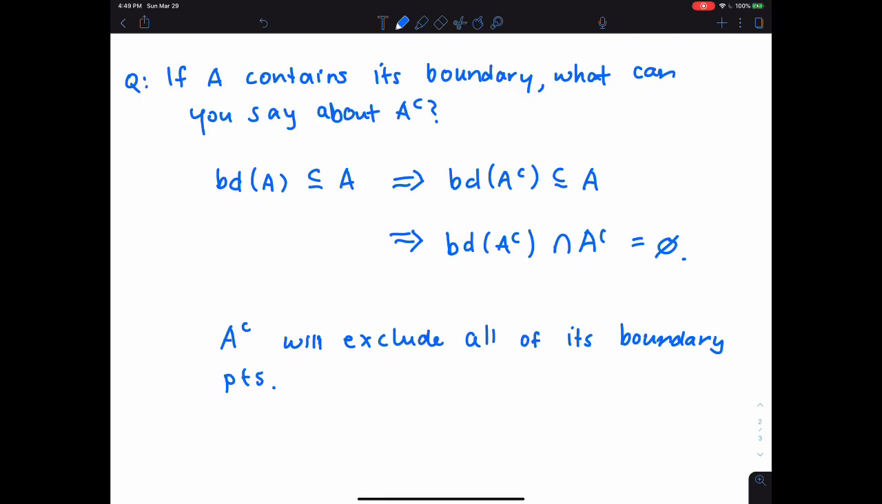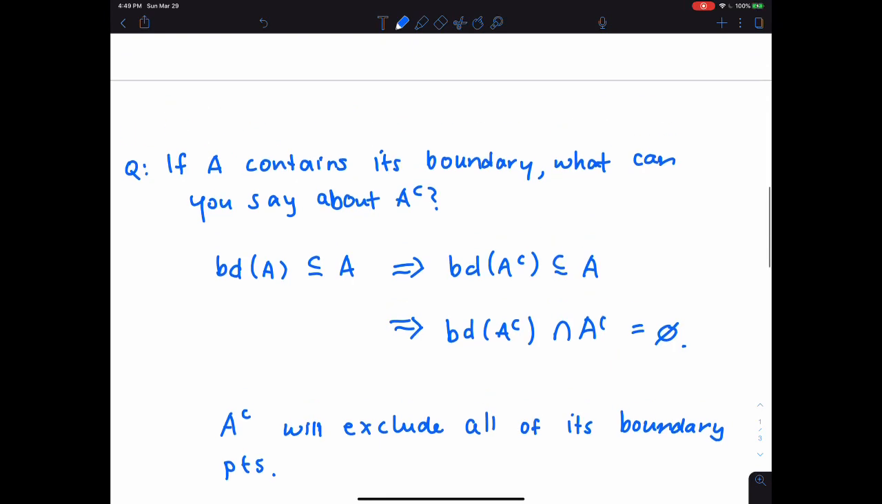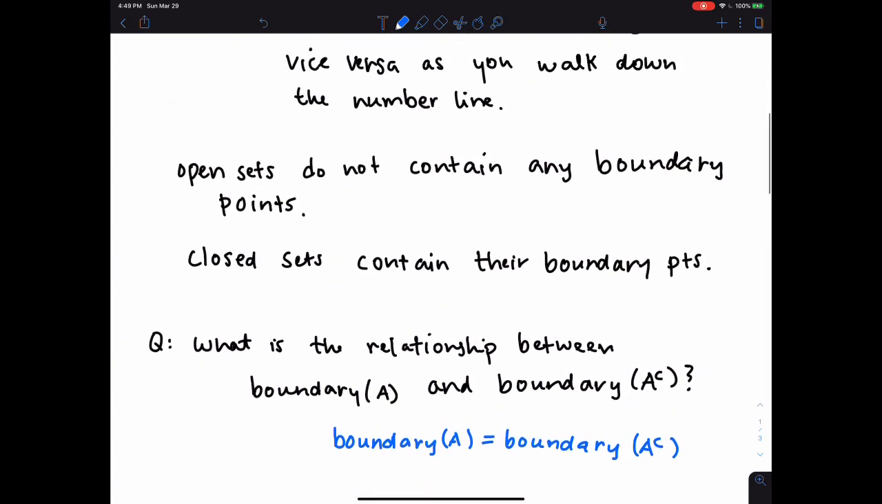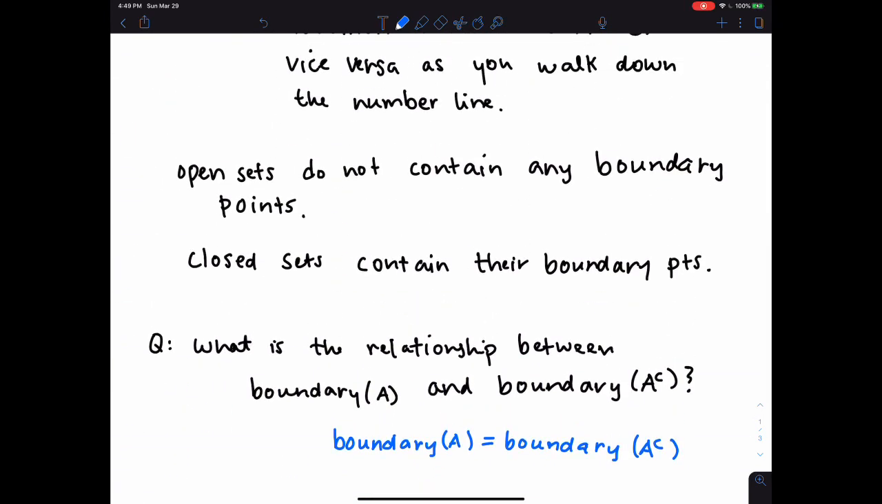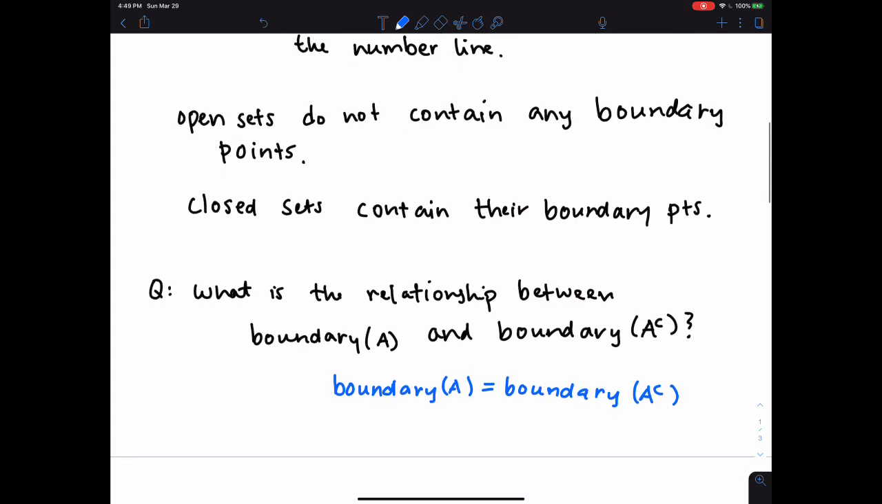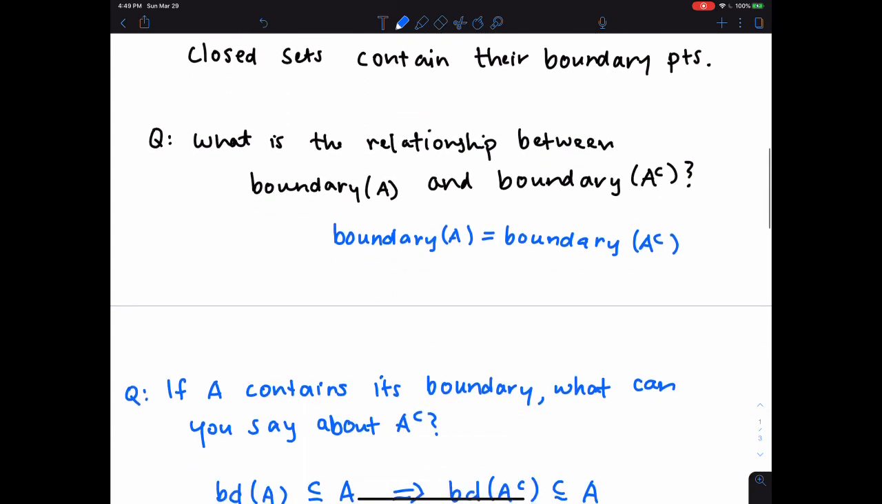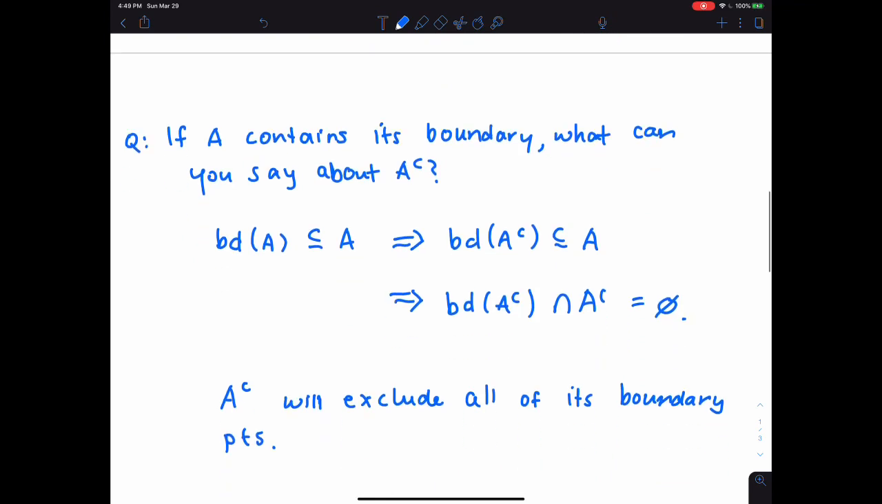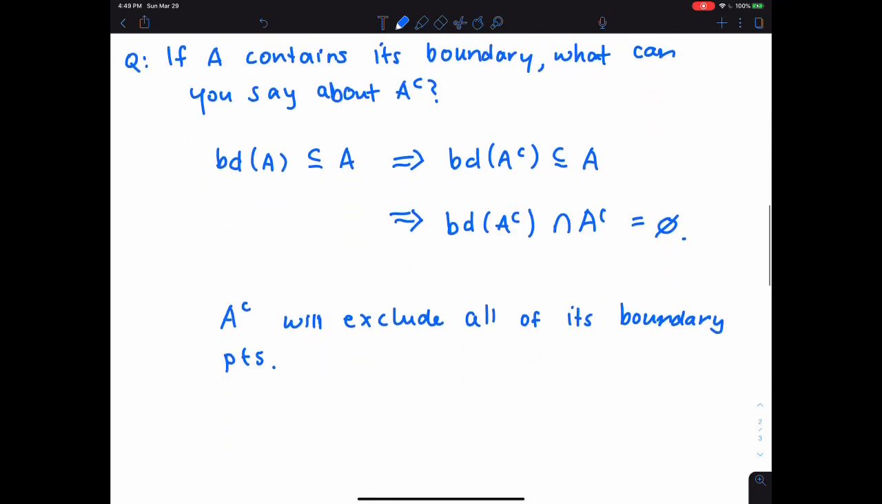So think about what we just got done saying about what we expect with open and closed. Let's scroll back up. Open sets don't contain any of their boundary points, and closed sets contain their boundary points. And we've just discovered that there's this relationship between the boundary of A and the boundary of A complement that's sort of complementary in terms of thinking about open versus closed. So that gives us the following theorem.